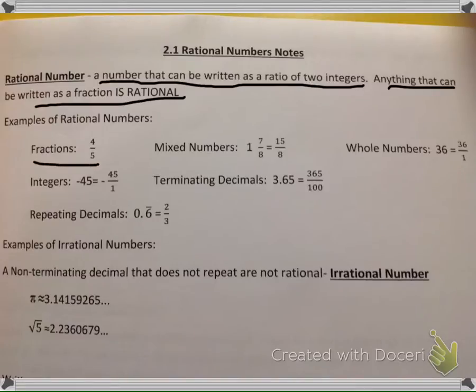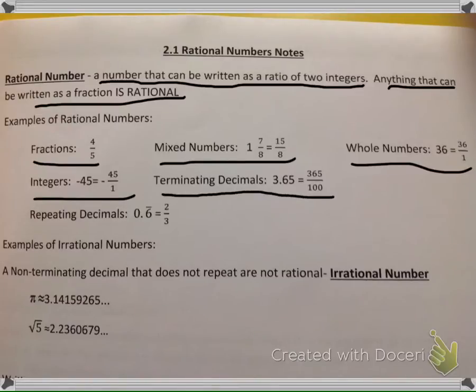I'm just going through these examples right here. An integer, negative 45, you can write that over 1. That makes it a fraction. It's a rational number. Any terminating decimal you can write as a fraction. Any repeating decimal can be written as a fraction. 0.6 repeating, and I talked to you about this, this should be put into your memory, can be written as 2/3. Those are all rational numbers.